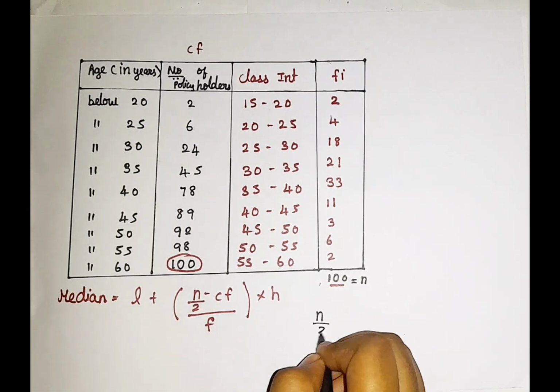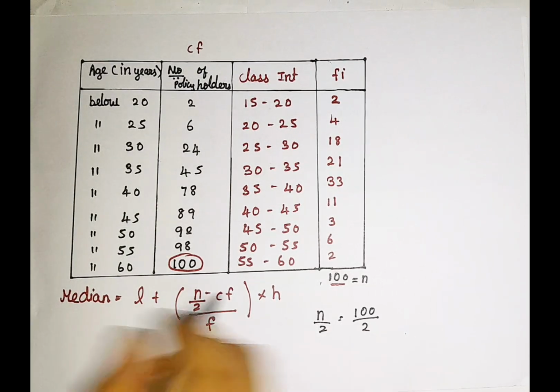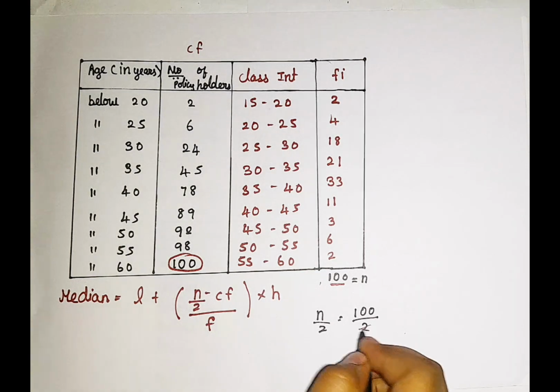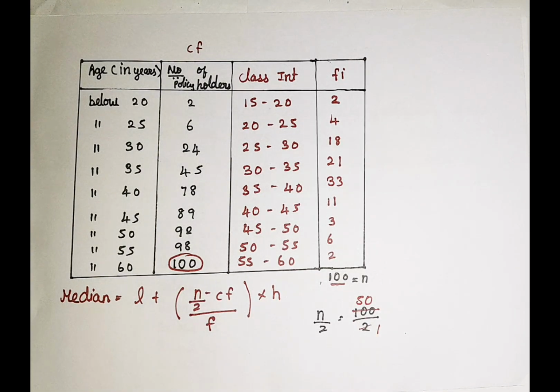So n by 2 is equal to, n value is 100. So 100 divided by 2. Cancel it. 1 2 is 2, 5 2s are 10, 50. So we got 50, isn't it? Okay, so now what is the meaning of this 50?